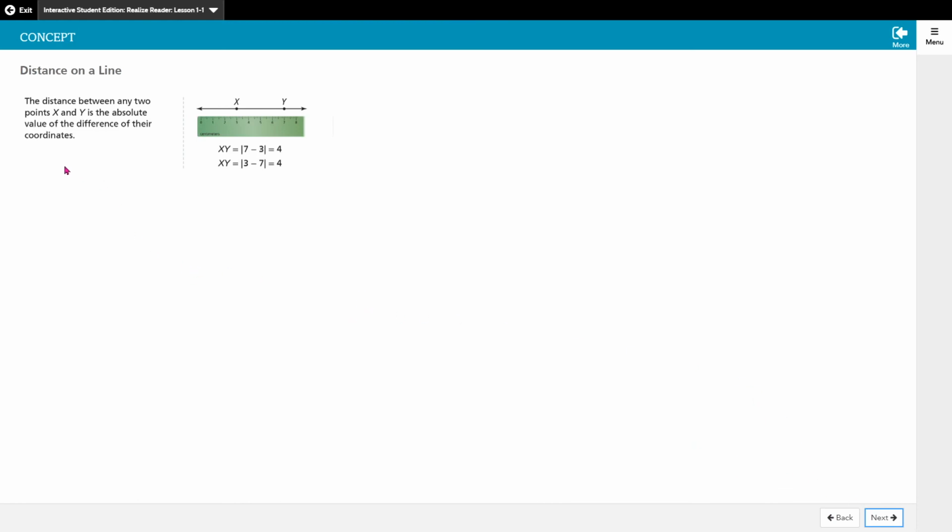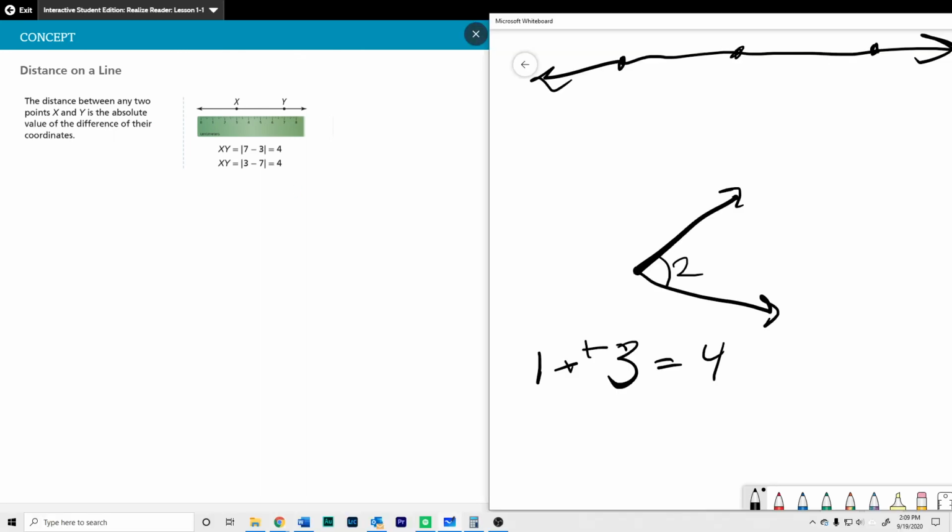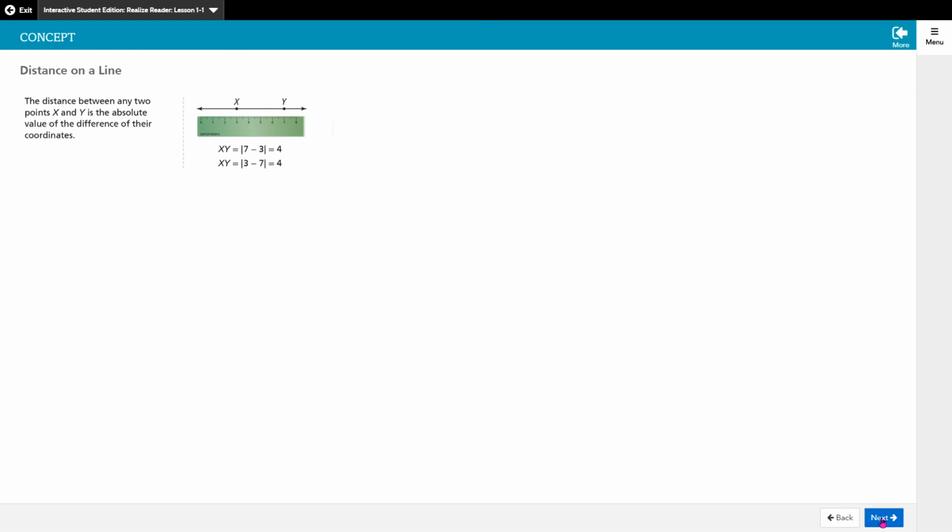All right, so the distance between any points on a ruler is the absolute value of the difference of their coordinates. So remember what I said, absolute value is just taking a negative number and turning it positive. If you have a positive number, it stays positive. If you have a negative number, it becomes positive. That's all you need to know about absolute value.